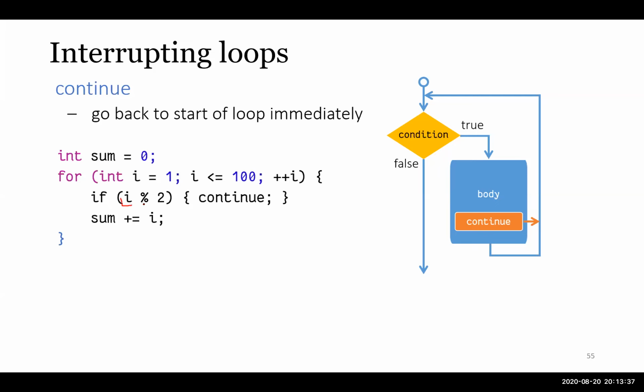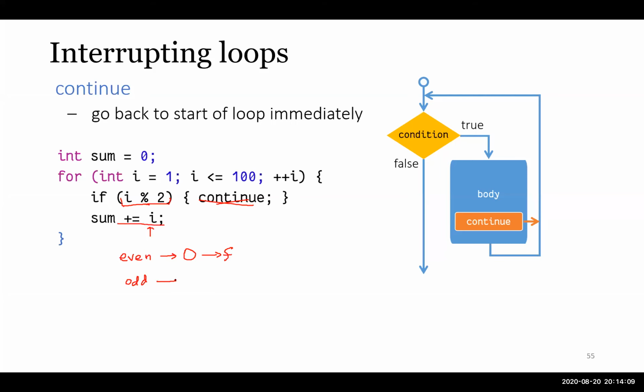The question is, when does this become true? So i modulo 2. There are two cases. i is even or i is odd, right? When i is even, i modulo 2 is 0. Correct? 2 modulo 2 is 0. 4 modulo 2 is 0. If it's 0, it is false, right? If it's false, it means I don't continue. It means I will come here. So even numbers come here.